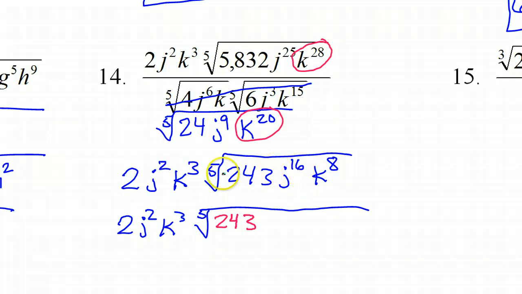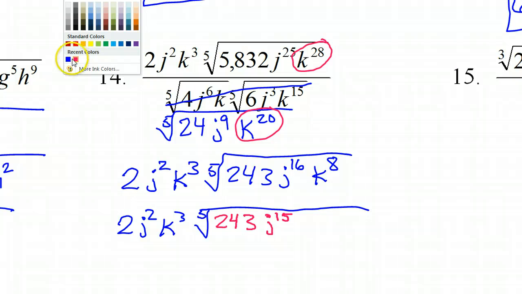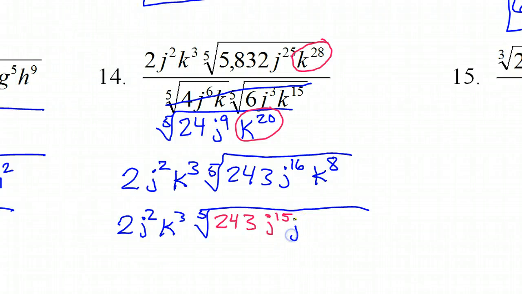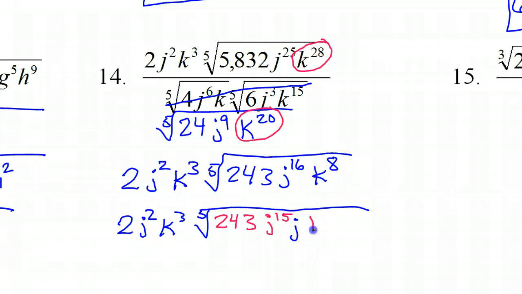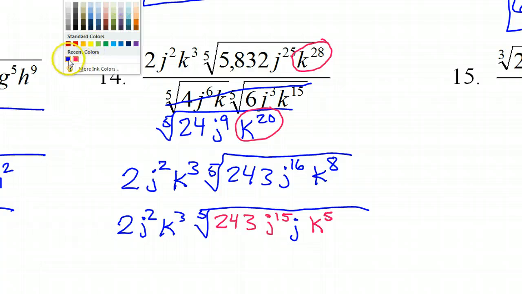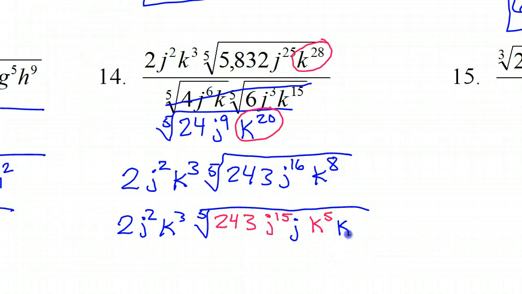Now 16 is not divisible by 5. So I will have to rewrite it as j to the 15th power times an extra j. And 8 is not divisible by 5. So I will have to rewrite k to the 8th power as k to the 5th power times k to the 3rd power. Together they make 8.